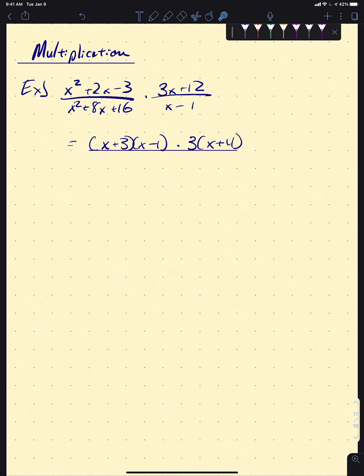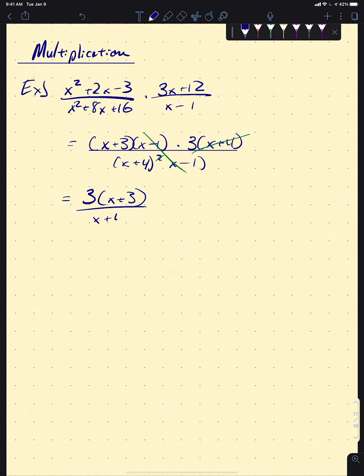On the bottom here, this is a perfect square, right? This is x plus 4 squared, and x minus 1 stands on its own. What I want you to notice here is we can cancel these x minus 1s, and we can cancel one of these x plus 4s with that, and we end up with the final expression 3 times x plus 3 over x plus 4. Nice and simple.